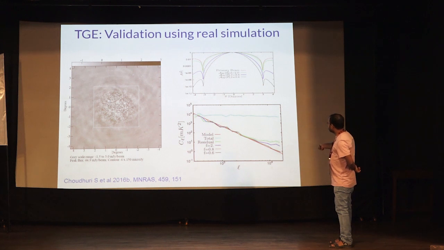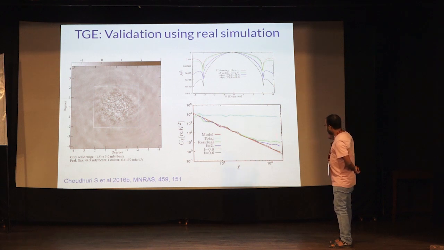When there is no window function applied, the green line, you can see we are not able to recover the model in the large L region. It means the contribution from the outer part is contributing here. Now when we reduce the window function, you can see that this can be suppressed.